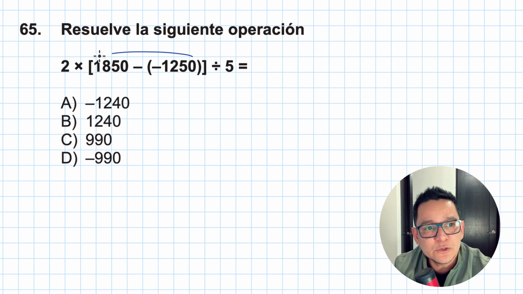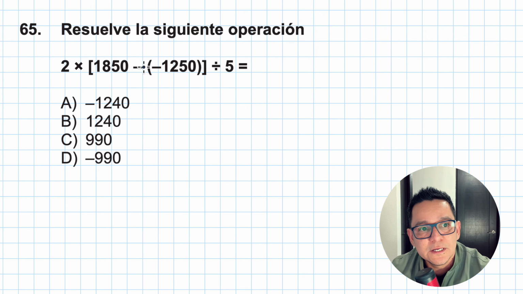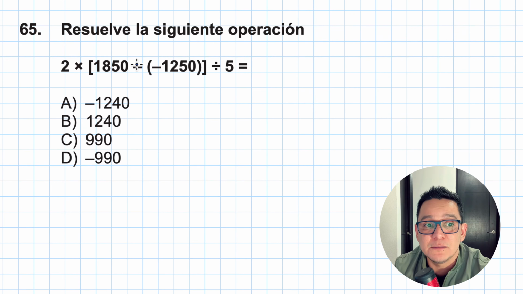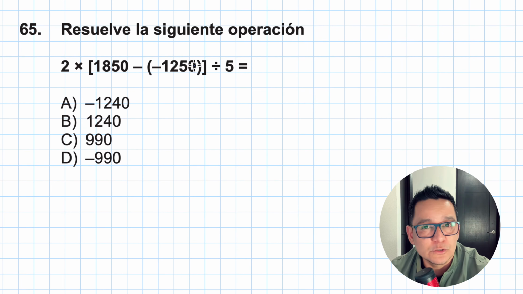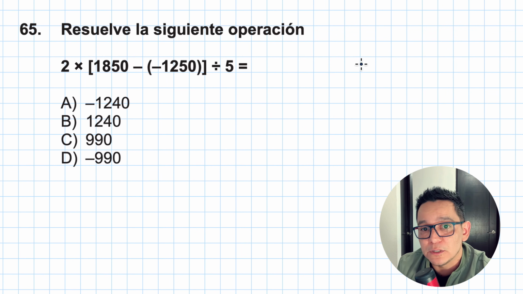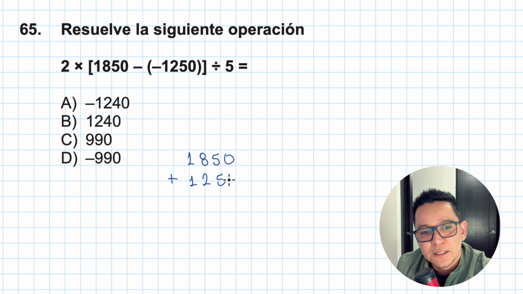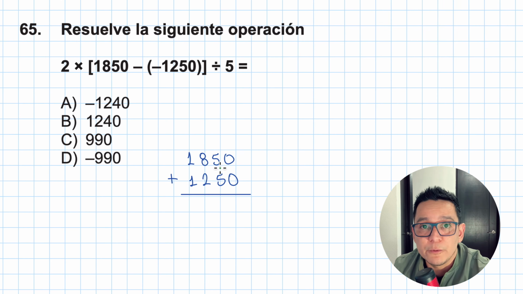Let's see. Inside this grouping symbol, that is, inside the bracket, as we can see, we have a subtraction. That is, we have 1,850 minus negative 1,250. But we already know that minus times minus is plus, so actually, inside the bracket, we have 1,850 plus 1,250. Right? So I'm going to start with that. Let's begin. So, doing that addition, let me write it over here. 1,850 plus 1,250. This operation, in fact, can even be done mentally, right? It's not that complicated, but I'll do it by hand here anyway, okay?